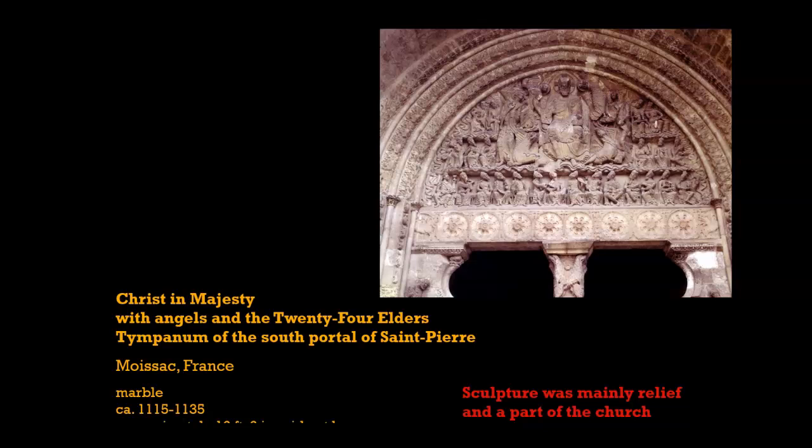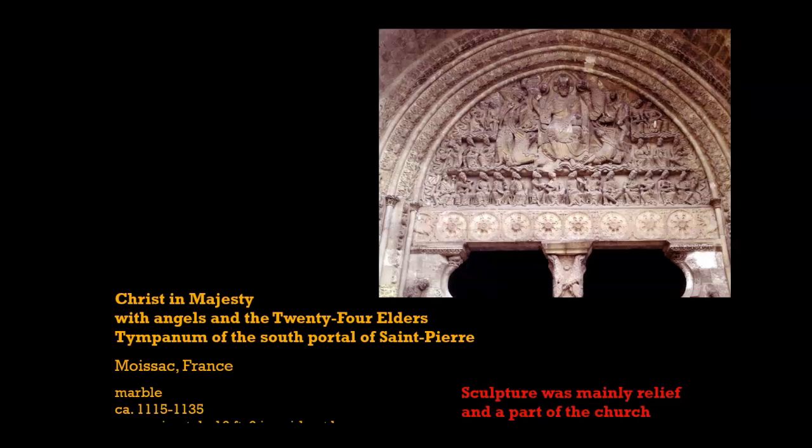So this is over a doorway. The sculpture is actually just part of it. You don't have to know anything about this except that it would be Romanesque. And this is probably not even the one I will use. So just know this part in the red. Sculpture was mainly relief sculpture and a part of the church structure itself.